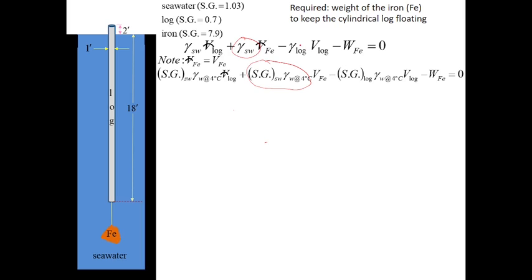And then, ito naman, ito siya. Ang specific weight ng log, okay, ay specific gravity ng log, okay, multiplied by the specific weight of fresh water at 4 degrees Celsius. Okay? And then, ayun, mananatili lang siya. Weight of iron. Okay?